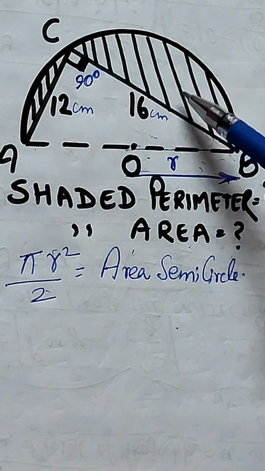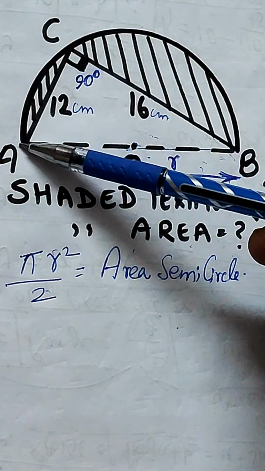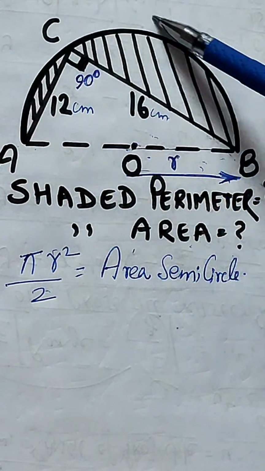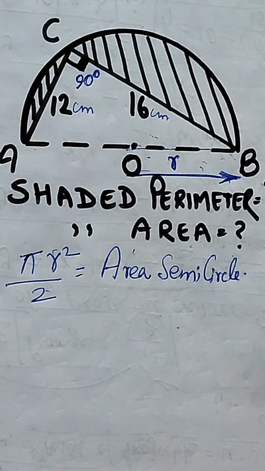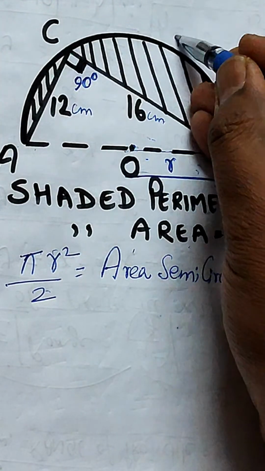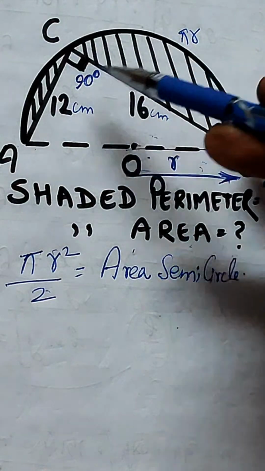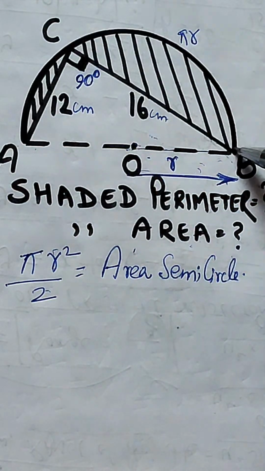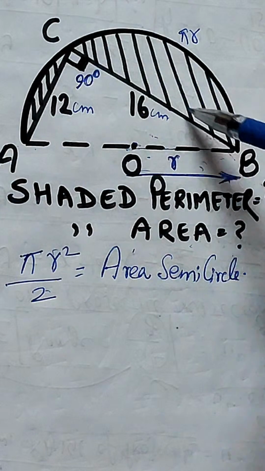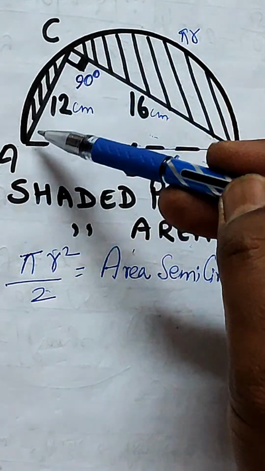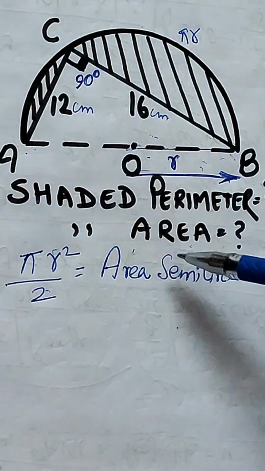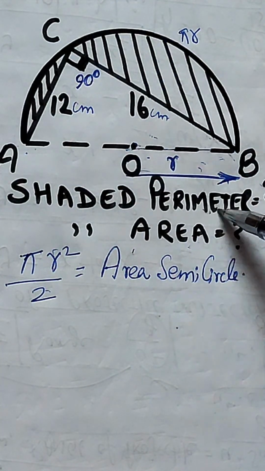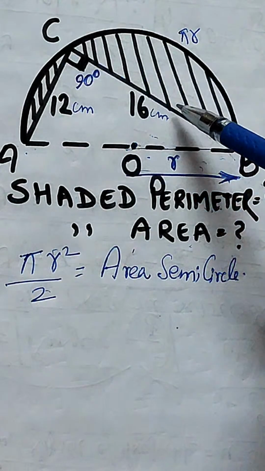Now for calculating the perimeter, you can just add the length of A to C, then C to B, that is the circumference of a circle divided by 2, that is 2 pi r divided by 2, which will be equal to pi into r. For the perimeter, pi into r plus the length of B to C, plus the length of C to A. So all three lengths will be added to find the perimeter of this shaded area.